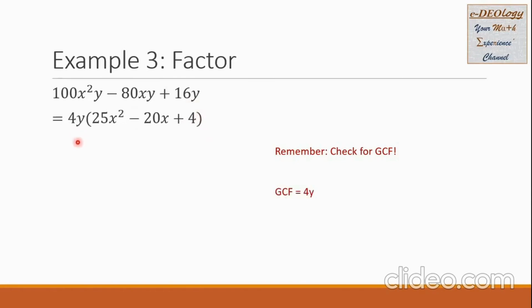So I will factor out the GCF. For the first term, when I remove the GCF, what remains is the 25x squared. For the second term, what remains is the negative 20x. For the third term, what remains is 4. So it means to say, I have now a new problem here: 4y times a trinomial 25x squared minus 20x plus 4.